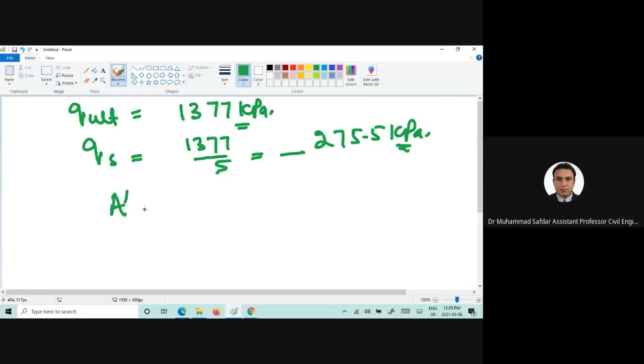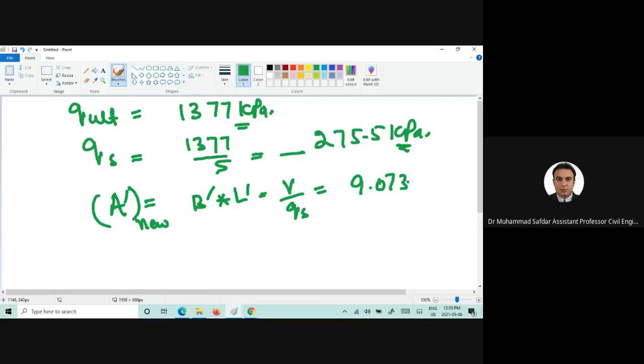Then we will find out the effective dimension, and I would call that the new effective dimensions. Can you hear me? Please confirm. Yes, sir. Okay, thank you. So the vertical load divided by the safe bearing capacity would be equal to 9.7073 square meter.